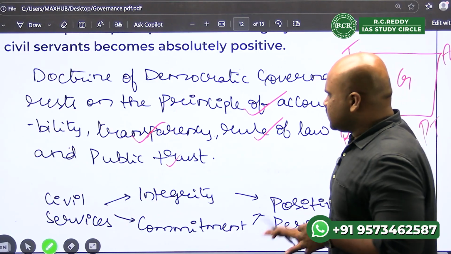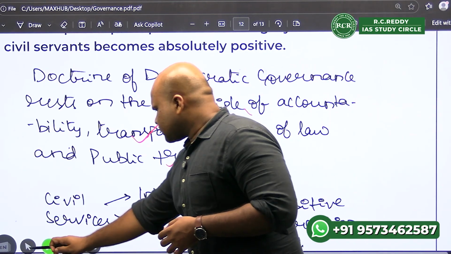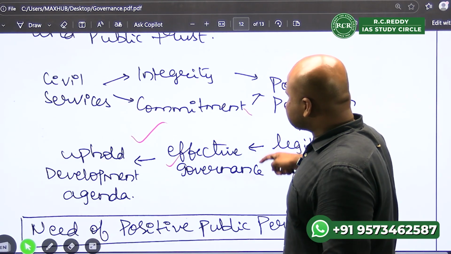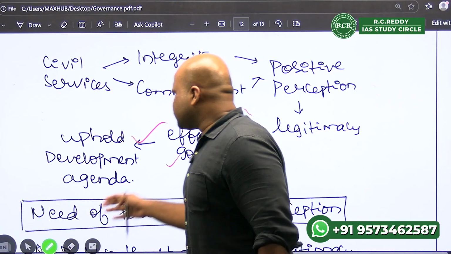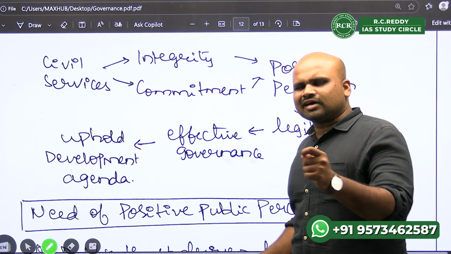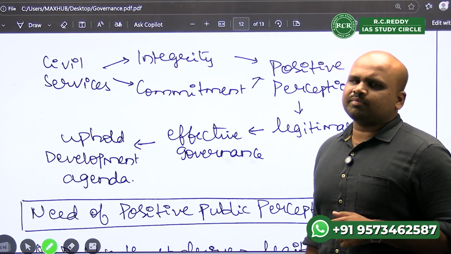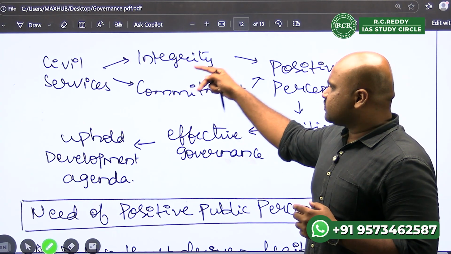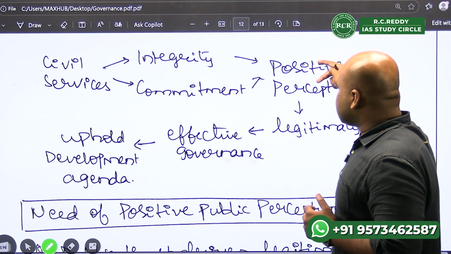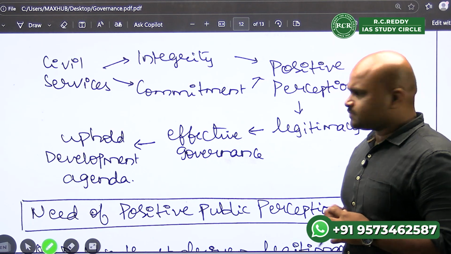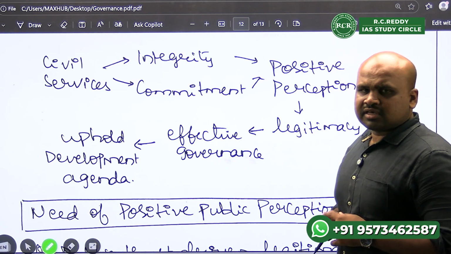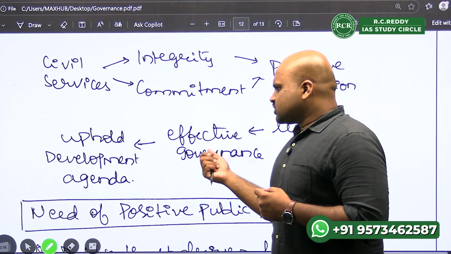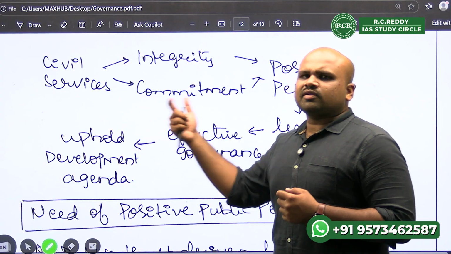civil services. Now, looking at again a simple schematic, the kind of rule that we have been following with respect to writing governance answers as discussed in other PYQs. We have a simple schematic where civil servants maintaining integrity and commitment derives a positive perception, increases legitimacy, enhancing governance, and definitely upholding the developmental agenda.